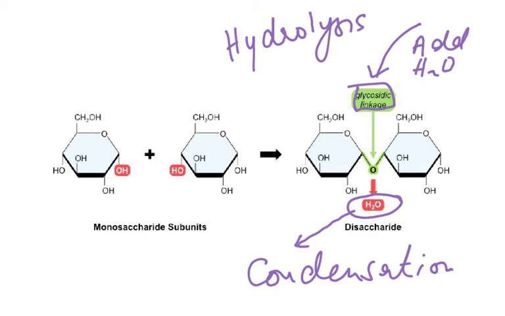In the digestion of starch, when you study this in human nutrition, we will study how starch is digested to maltose and then to glucose. So hydrolysis and condensation. When water exits, it's called condensation. When water is added, it's called hydrolysis.